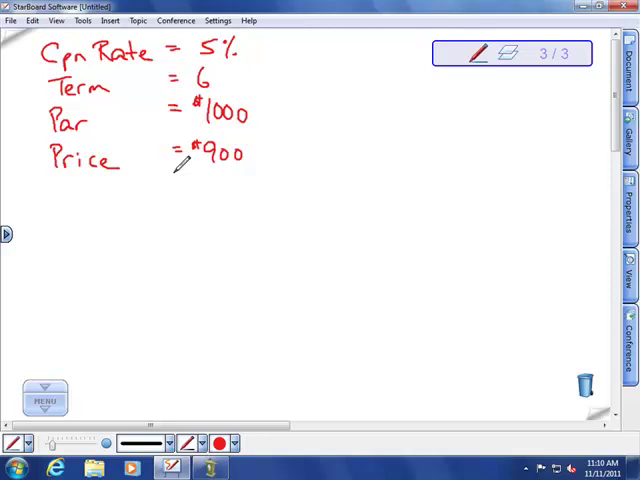So in order to set up our equation to find the yield to maturity, we're going to be setting $900 equal to the present value of these cash flows, the 50 and the 1,000. The $50 is a 6-period annuity, so we're going to set the $50 up as an annuity and find the present value of that annuity.